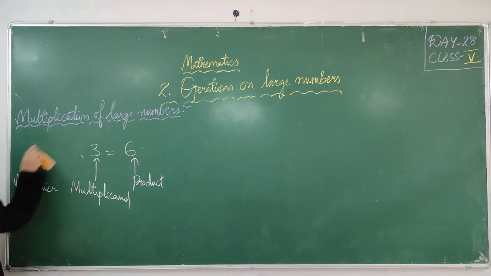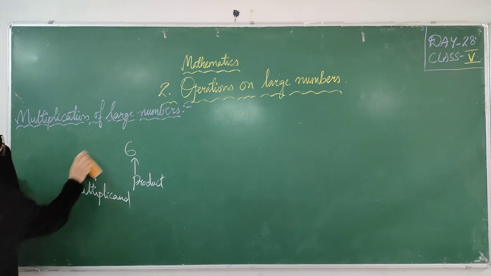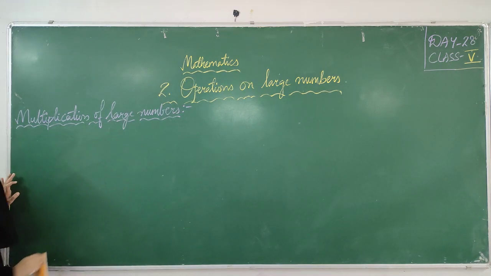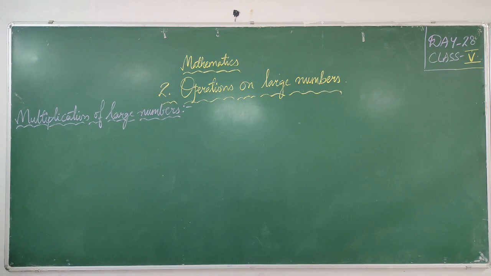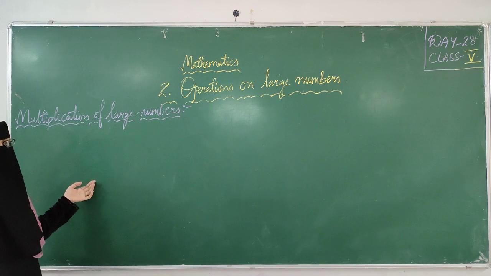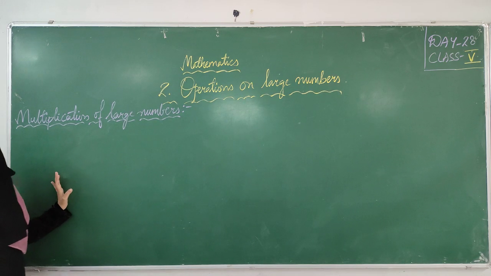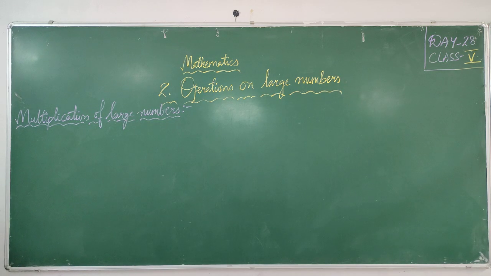Maybe in the exam I'll give you a fill in the blank, I'll give you one example and ask you to write the multiplicand and multiplier. So don't get confused. The second number we call multiplicand. The first one is multiplier, and the result of multiplication is product. I hope you all understood this one.